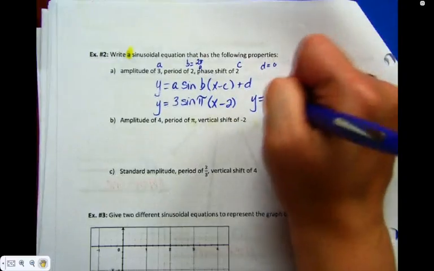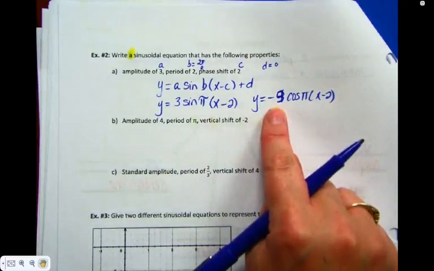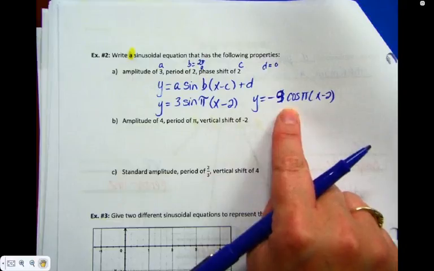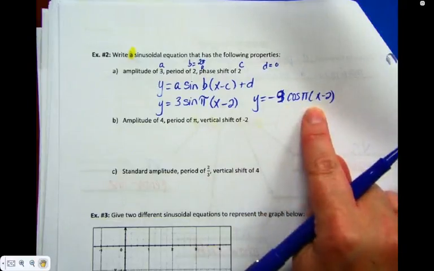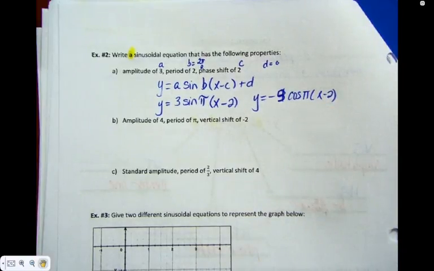I meant to put a 3 here. That's another correct answer. Okay, let's talk about why. What did I do here? Add a negative, and does that change the amplitude? No, that's just a vertical reflection. It's just flipping the graph. It's not changing the distance. I change cos. Does that matter? Do I still have a period of 2? Well, 2 pi divided by pi equals 2. Do I still have a phase shift of 2? So just because you have one answer and the back of the book has something different doesn't mean yours is wrong. There's always a bajillion different answers you can give for these.